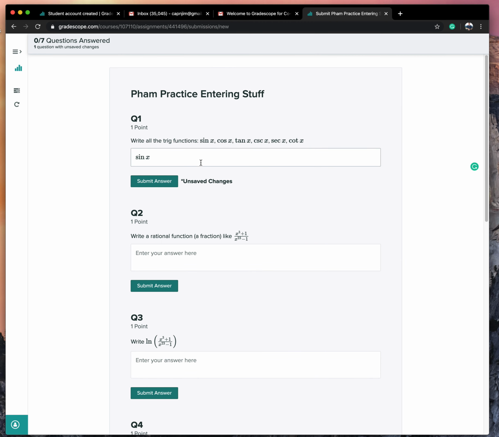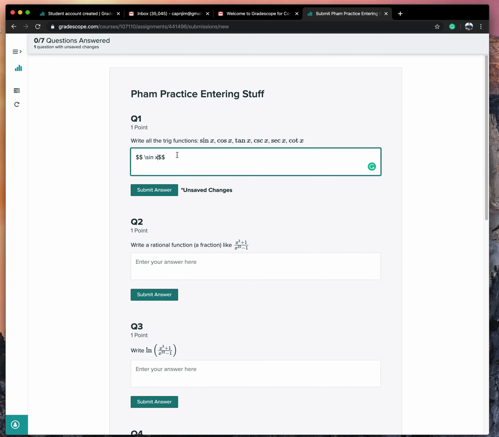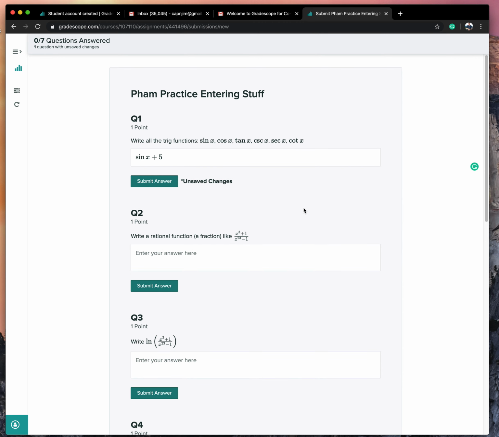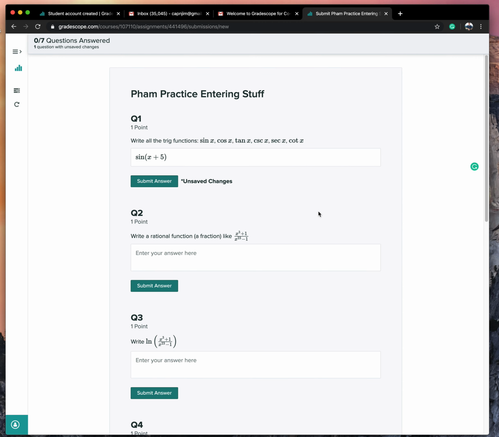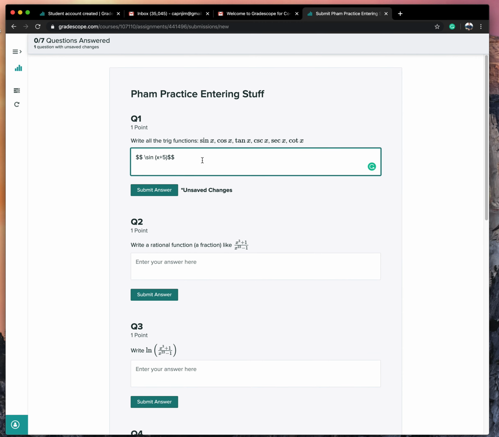Not too terrible. If I wanted sine of x plus 5, well, that doesn't seem very clear. That's when I definitely would want parentheses. So I would just throw some parentheses around that there. And then you can totally see what you've got. So that's how you do sine. And for any kind of trig function that has a name like that, you would do the same thing.